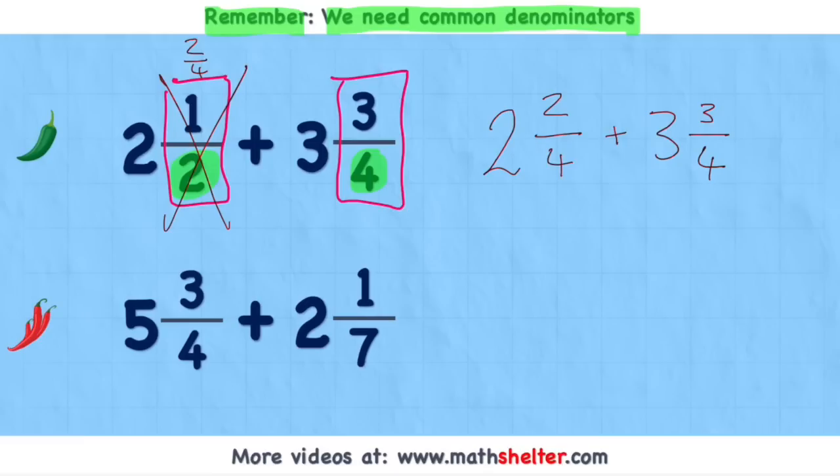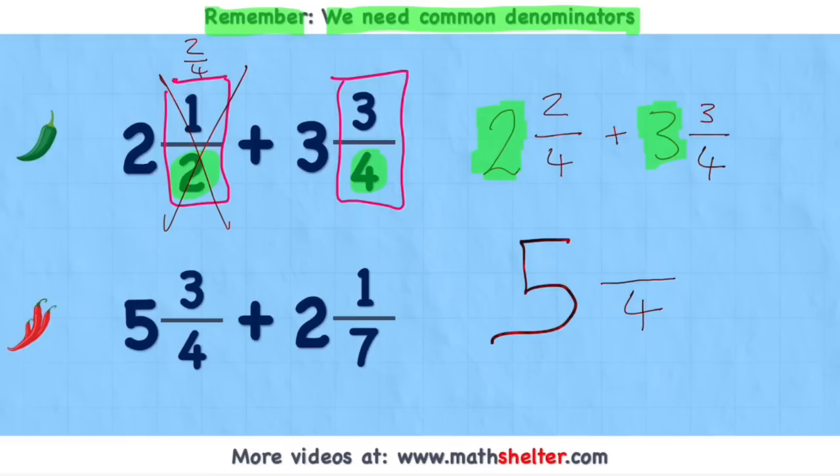And how do I add them? Well, first of all I'm going to add my whole numbers together. And 2 plus 3 equals 5. Wow, what a crazy 5. And now when I'm adding quarters, I'm adding 2/4 to 3/4, I'm going to end up with something quarters. That will not change. It's like adding apples. If I add 2 apples to 3 apples, I'm going to end up with something apples.